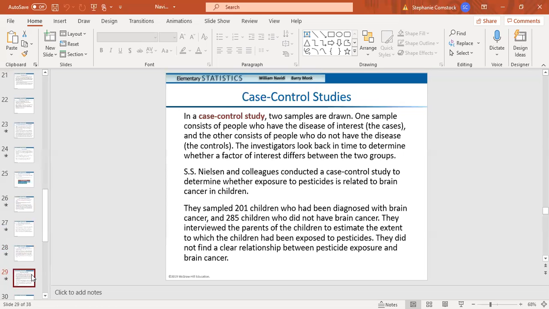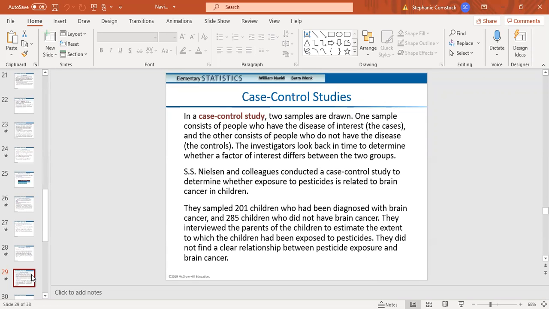type of observational study, they're pulling 2 samples. Again, they're pulling from past information, and they're looking at what the interest is. So, for example, with this one, they looked at 201 children who had been diagnosed with brain cancer and 285 that had not been diagnosed with brain cancer. And then they interviewed the children's parents to see what the children's exposure had been to pesticides. They're basically trying to create a link between pesticide exposure and brain cancer.